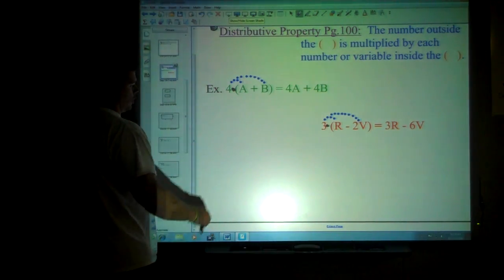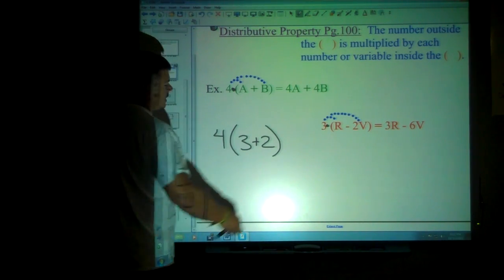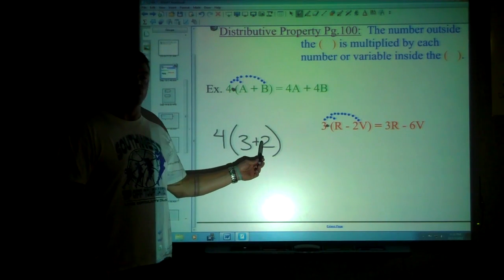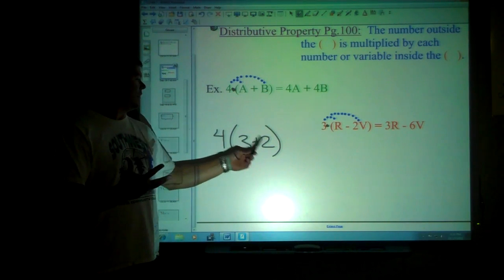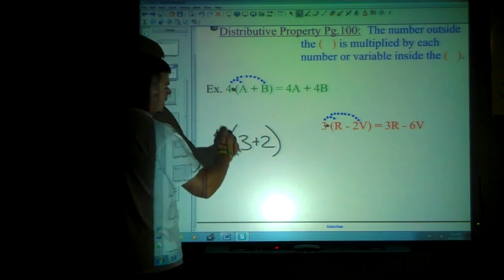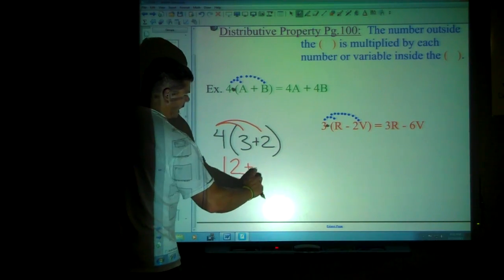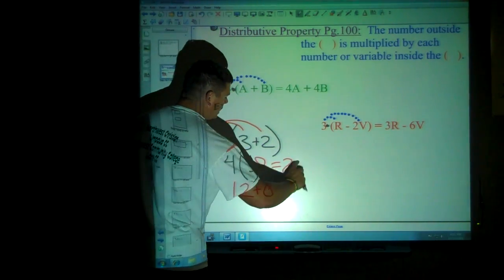And we can prove that this works. Let's say you had 4, and on the inside was 3 plus 2. Now I realize that everybody can go 3 plus 2 and get 5, and then 5 times 4 is 20. But let's see if it works with the distributive property. Let's see if it actually makes 20. 4 times 3, 12. 4 times 2, 8. Add them together, it makes 20.